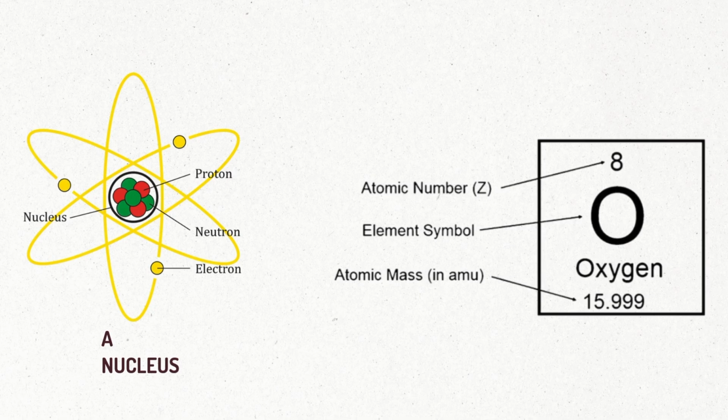This is a nucleus, protons being positively charged and neutrons being neutral, and we have the electrons which are moving around the energy levels. Next we've got the box for oxygen in the periodic table, where we can see the element symbol in the middle and the name underneath. There's also the atomic number, shown with the letter Z, and in this case for oxygen the number is 8, showing the number of protons and electrons in oxygen. At the bottom of the box we've got the atomic mass, which in this case is 15.999.